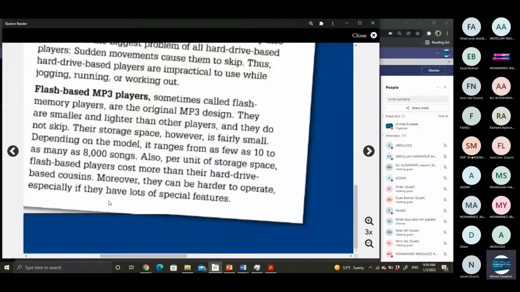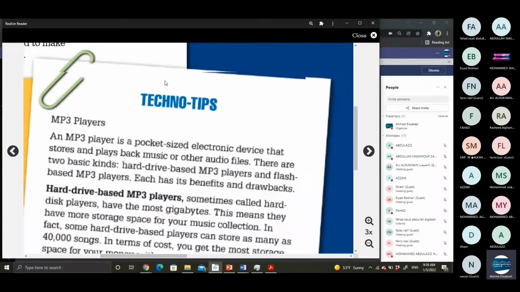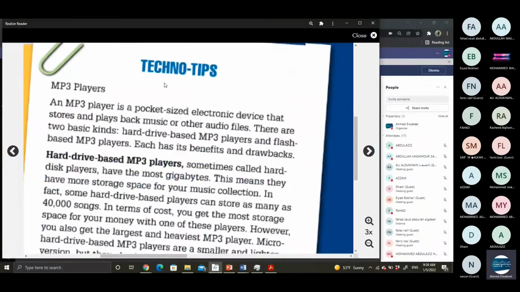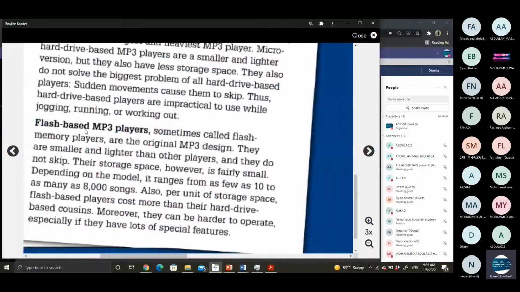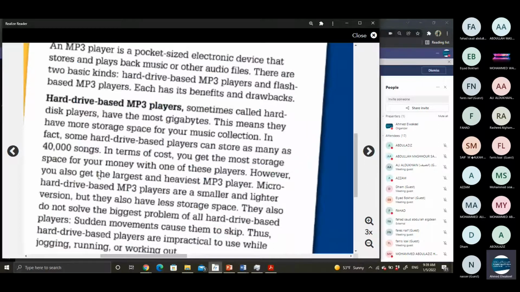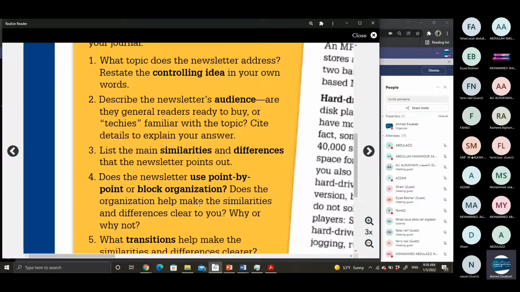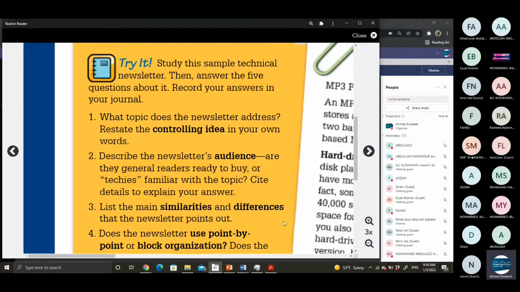So in this techno tips, we have already seen how to write a comparison between two types of the same device or even two different devices. Right now, we need to answer these questions. Number one, what topic does the newsletter address?